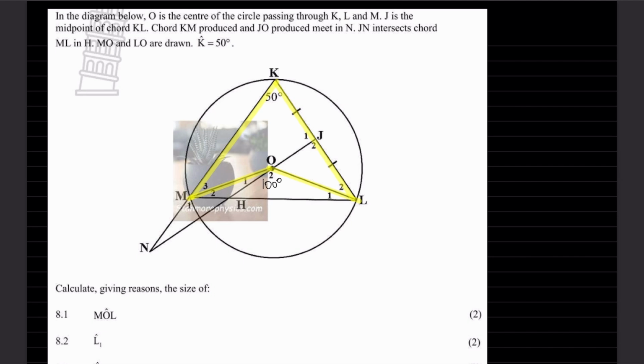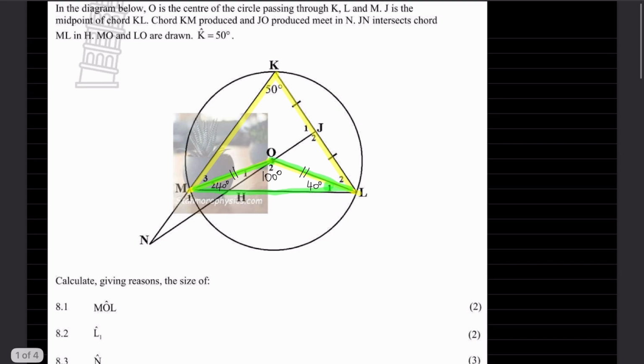Next, they want us to calculate L1. L1 is this angle right here. It falls within this triangle right here, which is going to be an isosceles triangle, because since O is the center, OM and OL are equal since they are radii. So we can solve for L1. So L1 is going to be 40 degrees. M2 will also be 40 degrees, and we can verify this because if we add all the angles up, we get 180.